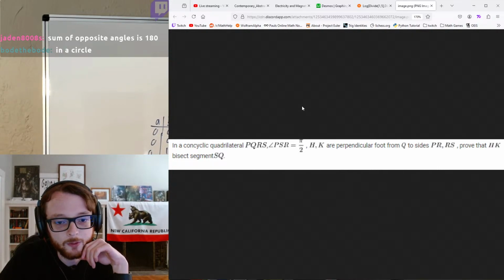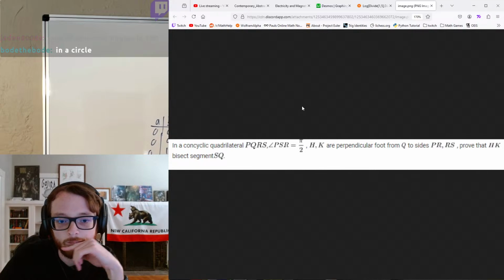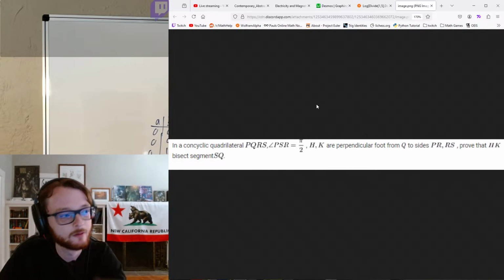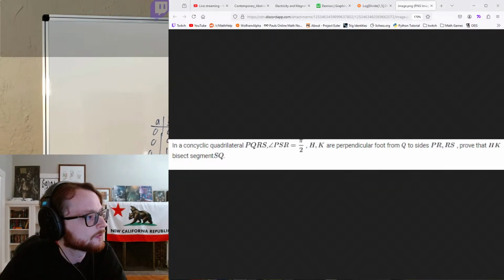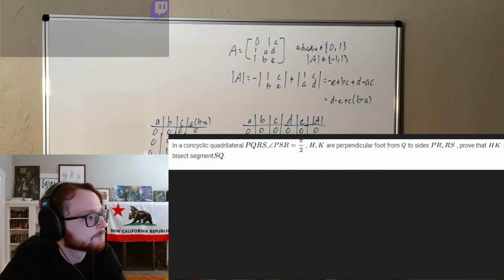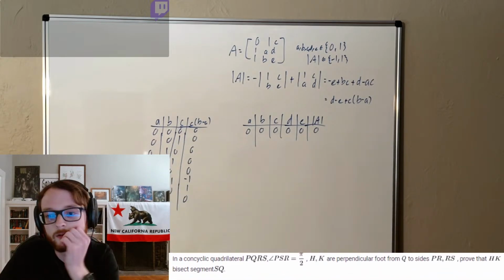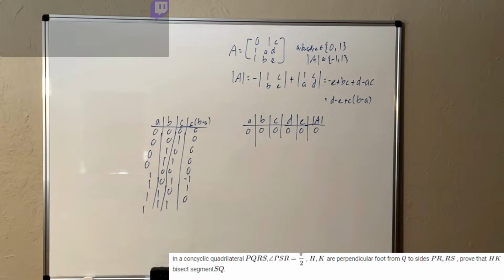It's in a circle? Okay. So quadrilateral, we have one right angle from Q. H and K are perpendicular. Oh, geez. I've got to draw this. I can't follow it.